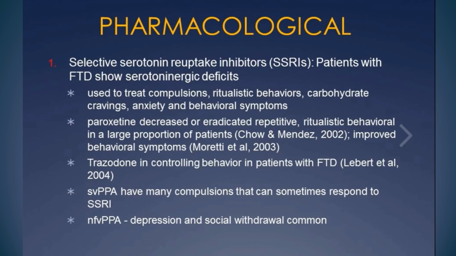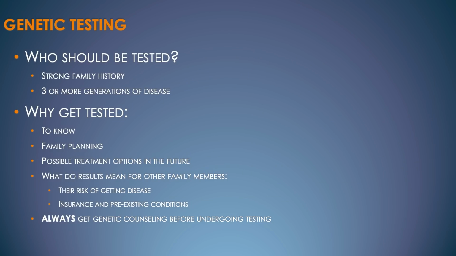And then, I talked a little bit about genetics and genetic testing, and this is something I think is important: who should be tested. Not everyone who has one person in their family with a dementia needs to undergo genetic testing. And always keep in mind that genetic testing has big implications not only for yourself, but your other family members. So really the only time I think we recommend it now is for someone who has a really strong family history, and that means 3 or more generations of disease. And then why get tested? Patients want to know, families want to know if there's any family planning, possible treatment options in the future, but we want to recognize what those results mean for other family members. So the big takeaway message here is that prior to getting any sort of genetic testing, please make sure you try and get genetic counseling. And I think that is a crucial element to any type of genetic testing.